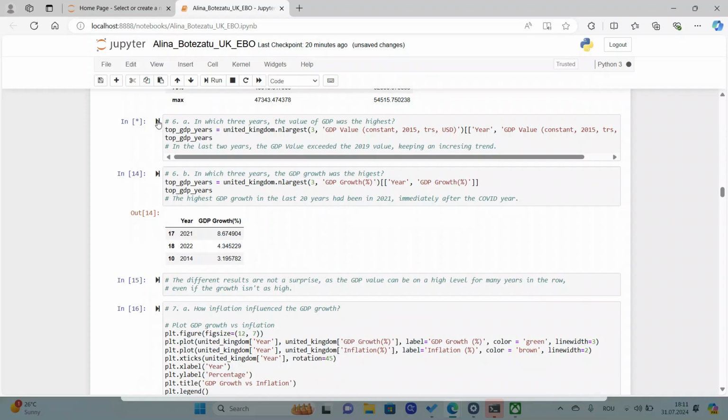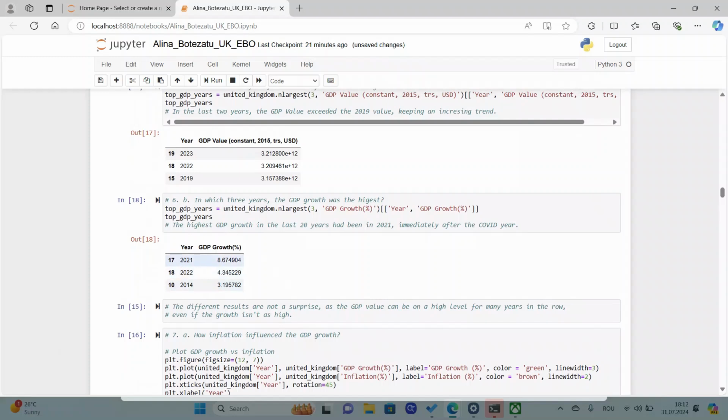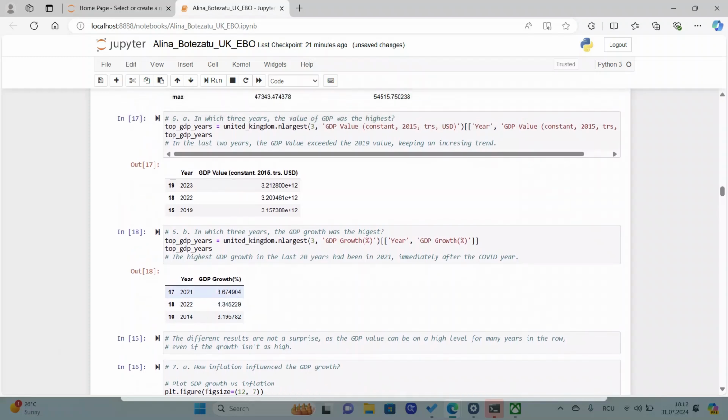Then I looked at in which 3 years the value of GDP was the highest. In the last 2 years, the GDP values exceeded the 2019 value, keeping an increasing trend. Then I looked at in which 3 years the GDP growth was the highest. The highest GDP growth in the last 20 years was in 2021, immediately after the COVID year. The different results are not surprising, as the GDP value can be at a higher level for many years in a row, even if the growth isn't as high.